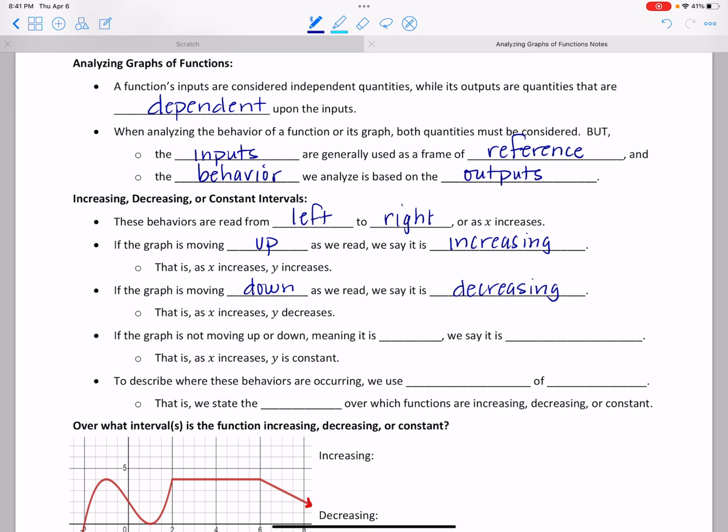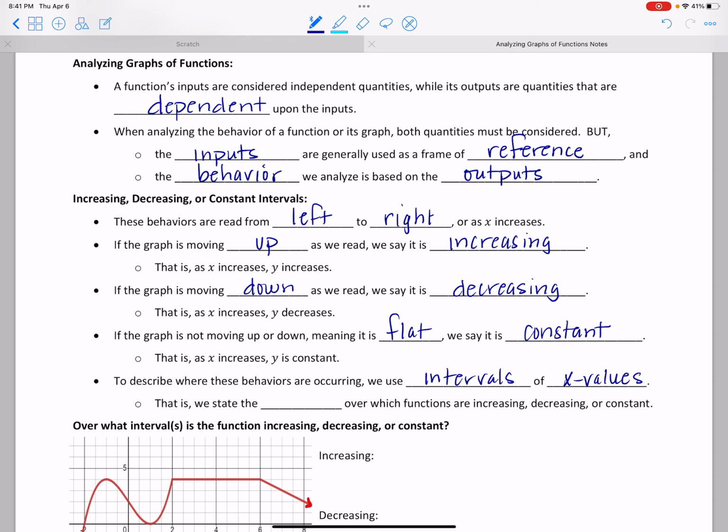Now, if you're reading a graph from left to right and it isn't moving up or down, meaning you have a flat piece of graph, we would say that that graph is constant. And again, to put the frame of reference in there, it means as x is increasing, y is not doing anything. It is a constant value. Now, this concept is not new and hopefully an easy concept. The only thing that can get a little tricky is how we describe where these behaviors are happening. So to describe where the behaviors are occurring, we use intervals of x values. Again, that's our frame of reference, so it makes sense to do that.